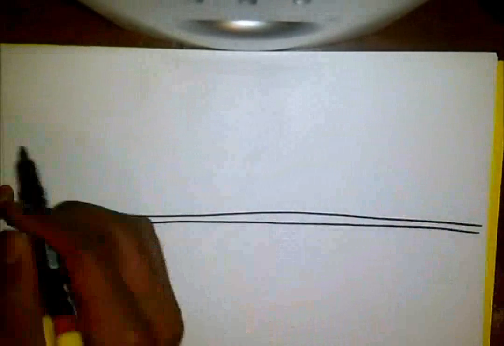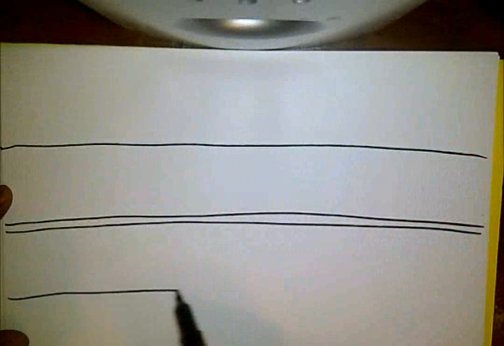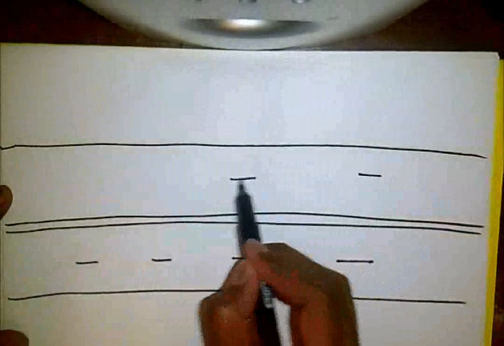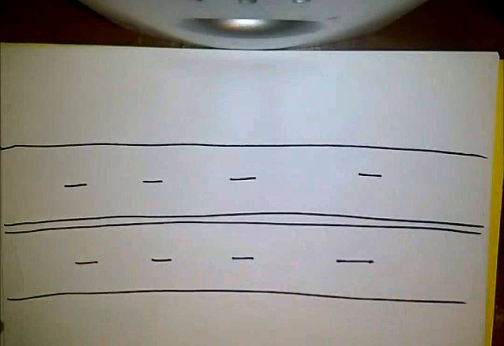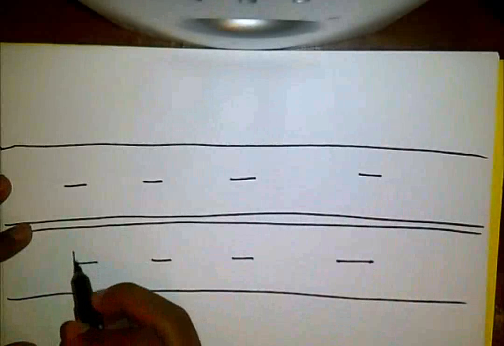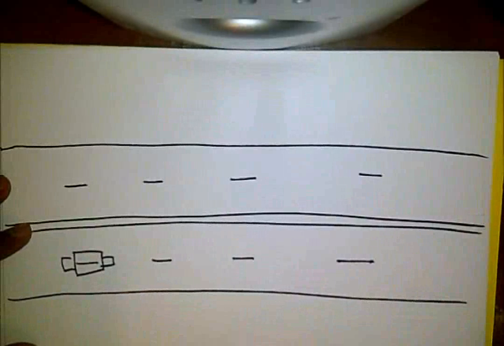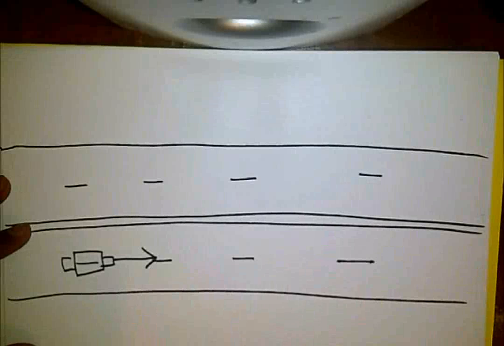So let's do this with a basic example, alright? Say that we have two roads. Now think of you looking above the road. We have a car here. That's a car. Say it's going in this direction, okay?